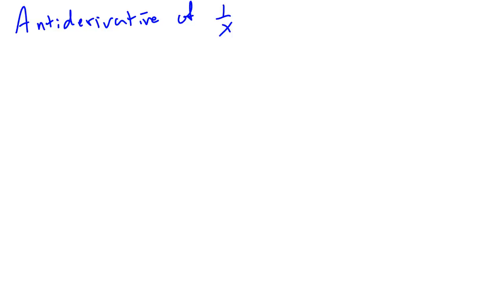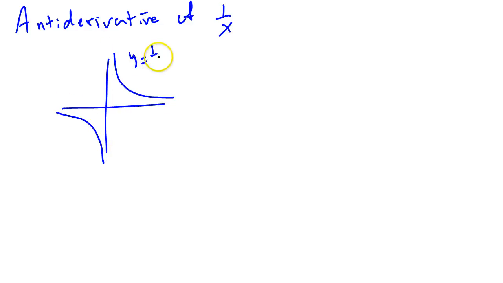All right, I want to take a quick look at the antiderivative of 1 over x. First of all, just look at the graph of y equals 1 over x. Okay, this is the reciprocal function. When x is really small, 1 over x is big. When x is big, 1 over x is small. And likewise on the negative side. Okay, so the graph looks like this. It is a hyperbola.